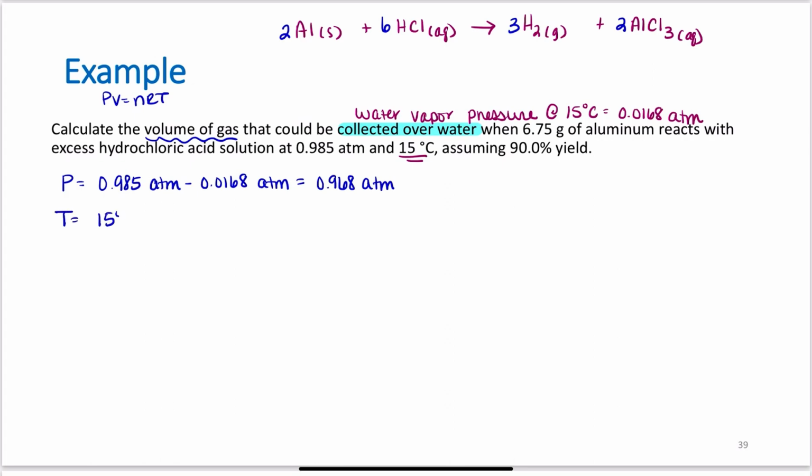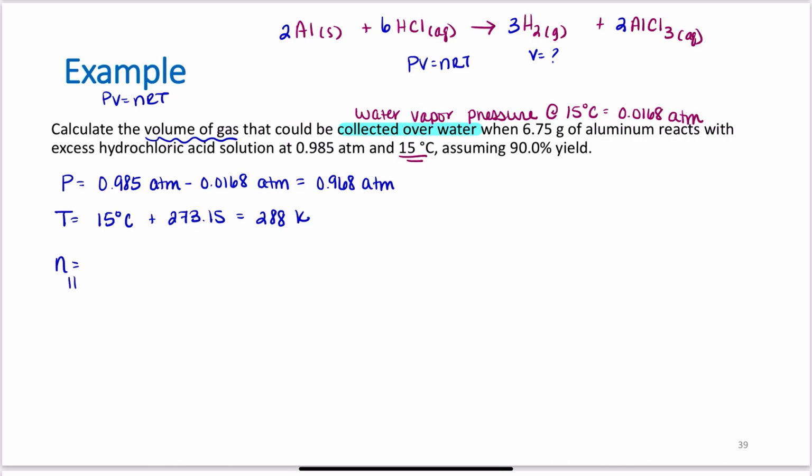Temperature, 15 degrees C. I know I need that in Kelvin. By sig figs, I'm going to keep to just the ones place, no decimal places. So 288 K. And I'm trying to find volume, PV equals nRT. I need my number of moles. What am I calculating moles of? The volume of gas that could be collected. I'm trying to find the volume of H2. That's what I'm trying to find. The volume of H2 collected.